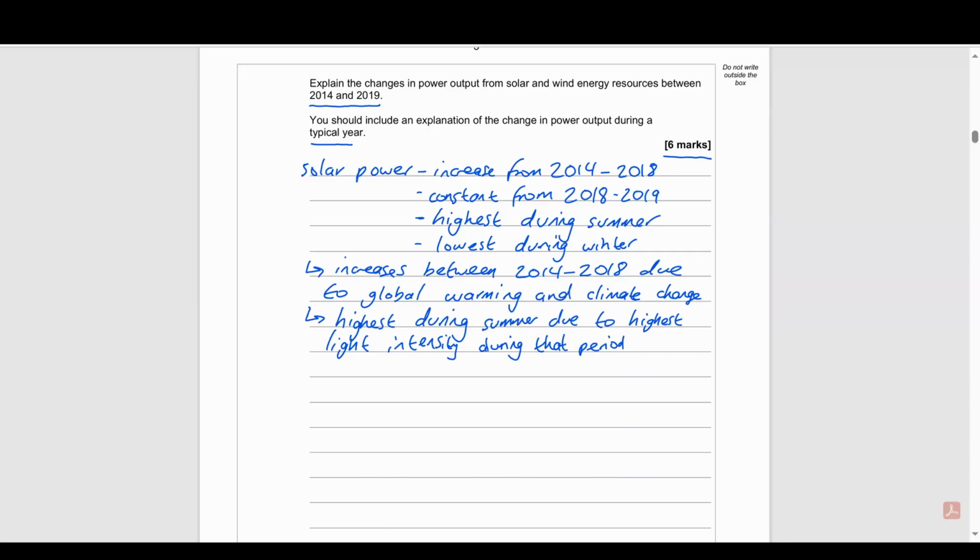But remember also, what is also going to be different during the summer, the days are going to be longer. So we expect the light intensity to be higher for longer. Okay, so we've been discussing the solar power. Remember that solar power needs solar panels for it to be used. So what would also be increasing during 2014 to 2018 would be the presence of more solar panels.